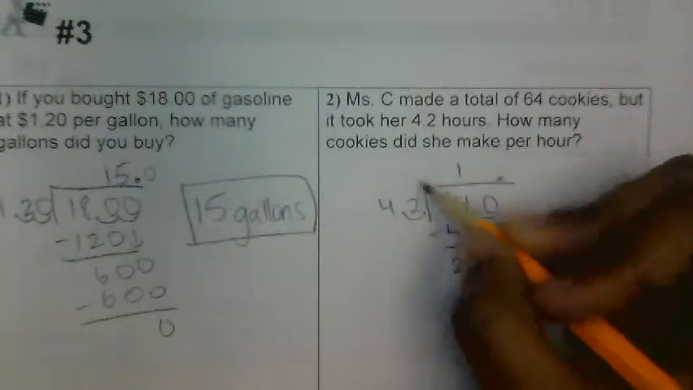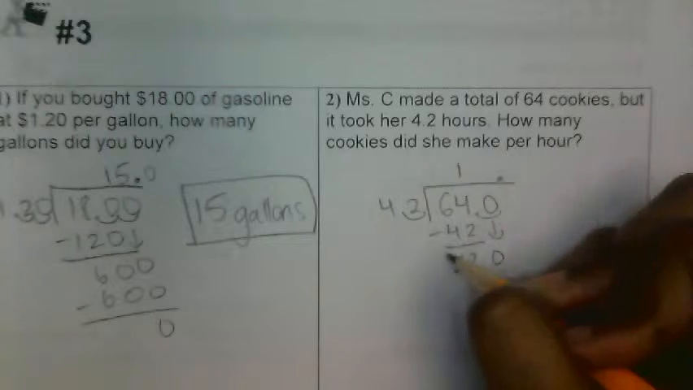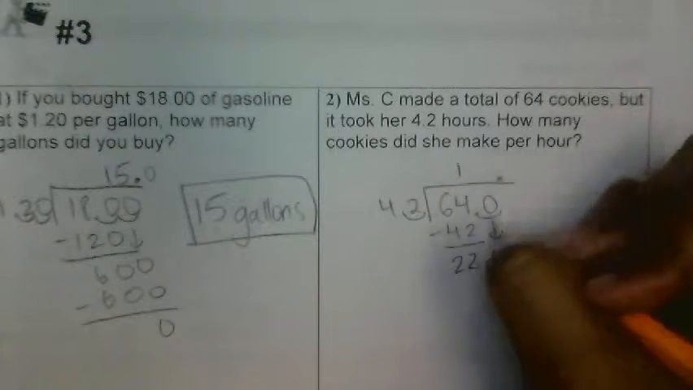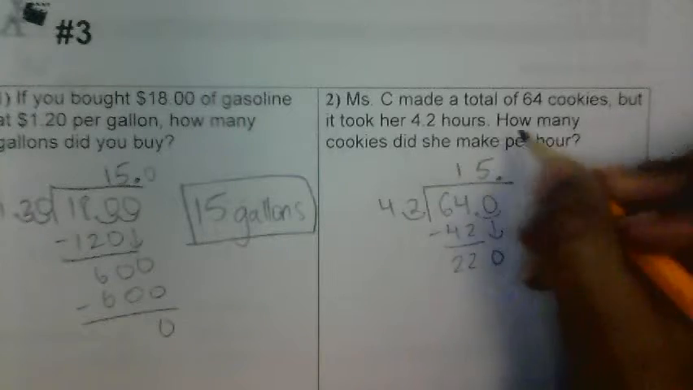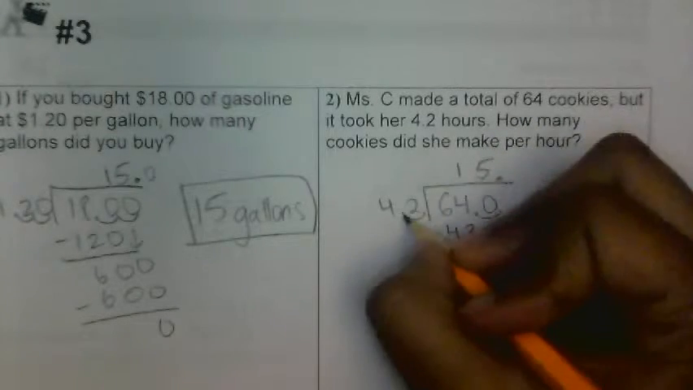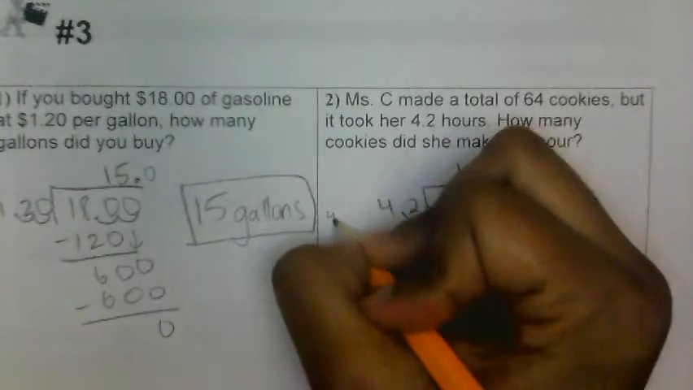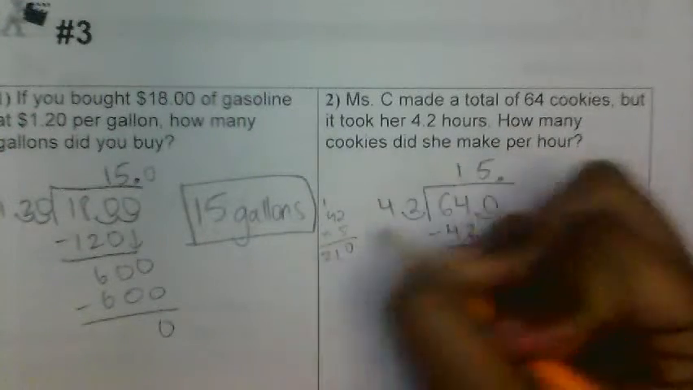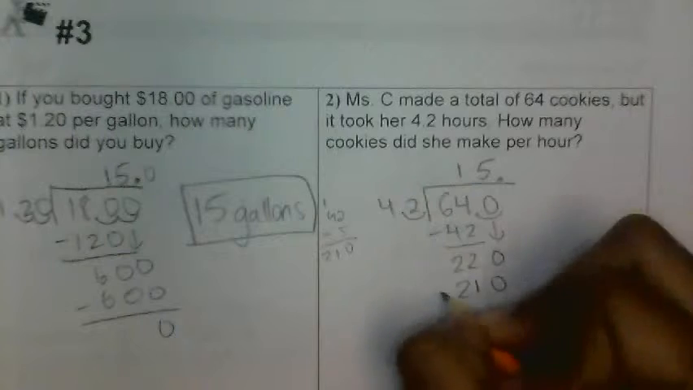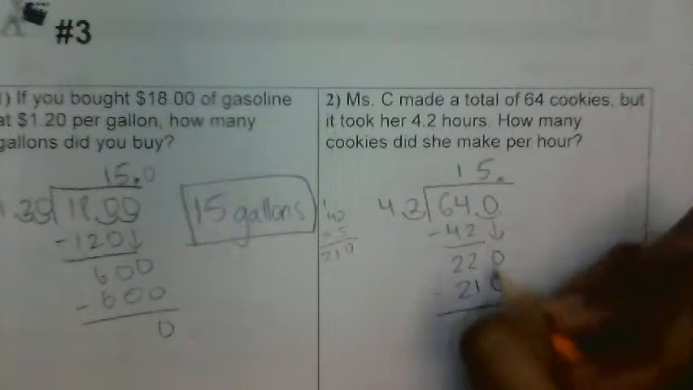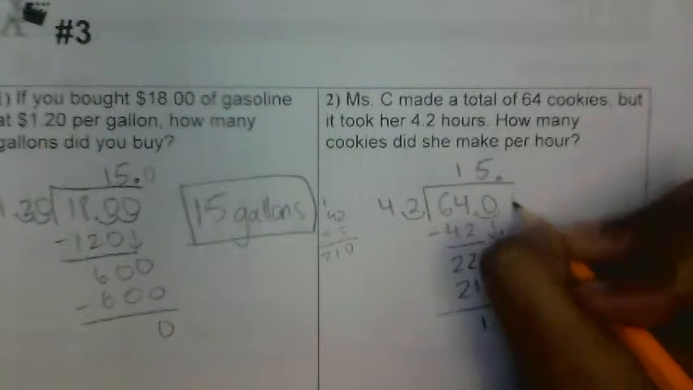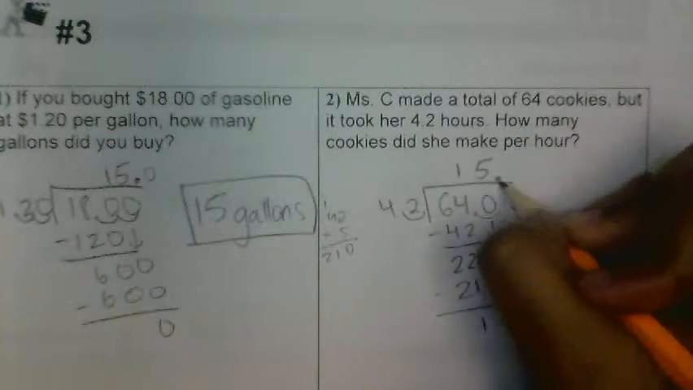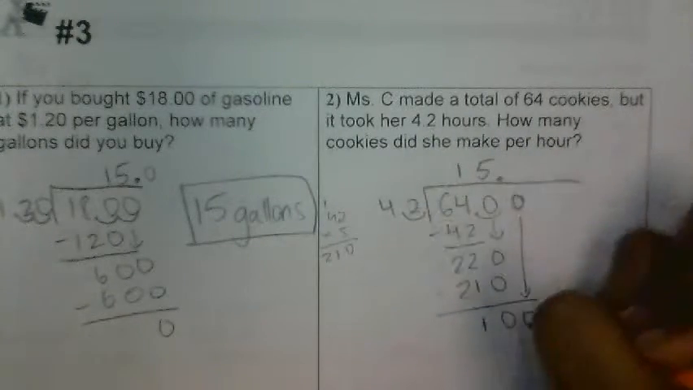When I have 42, I figure out how many times it goes into 220. I know that 42 goes into 220 5 times, so 42 times 5, let's do some math, is going to be 210. That's going to give me 10. I'm going to add another 0 here and bring it down. So 42, we need to figure out how many times that goes into 100.